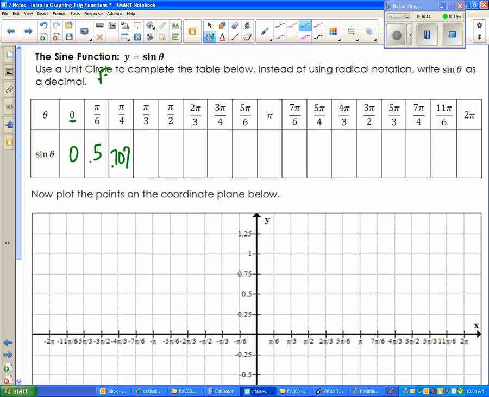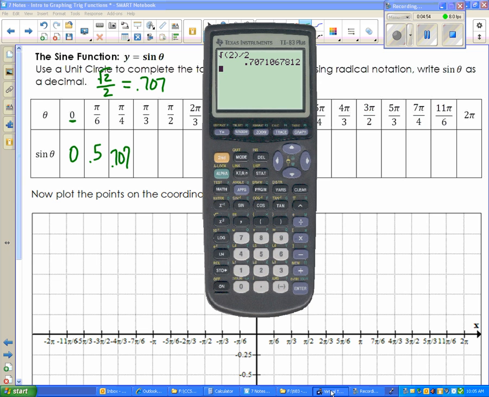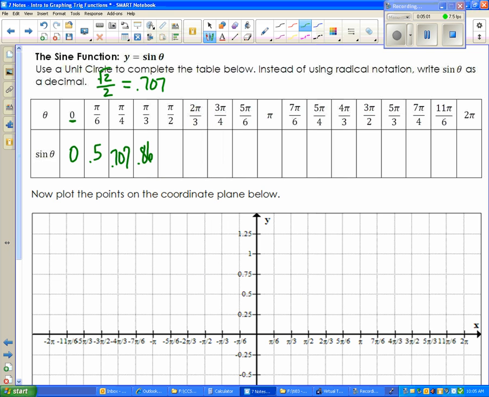And actually, let me just write that up here because that's a really common one that we're going to be coming across. At pi over 3, we have the square root of 3 over 2. And so if I find the square root of 3 and divide by 2, we have 0.866. So the square root of 3 over 2, that's another popular one that we're going to be coming across over and over again. At pi over 2, I know that the value of sine is 1. And then it goes back down, 0.866, 0.707, 0.5, and 0.